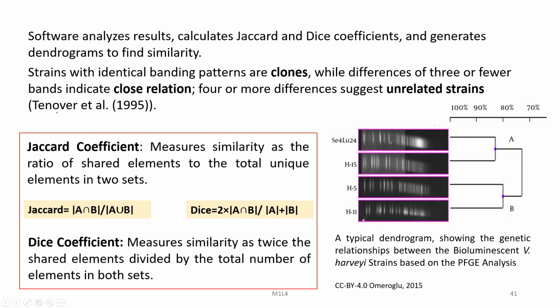So, let us see what is the Jaccard coefficient. Jaccard coefficient measures similarity as the ratio of shared elements to the total unique elements in two sets, which means the two different bacteria, A and B. And Dice coefficient measures similarity as twice the shared elements divided by the total number of elements in both the sets, as you can see in this particular formula.